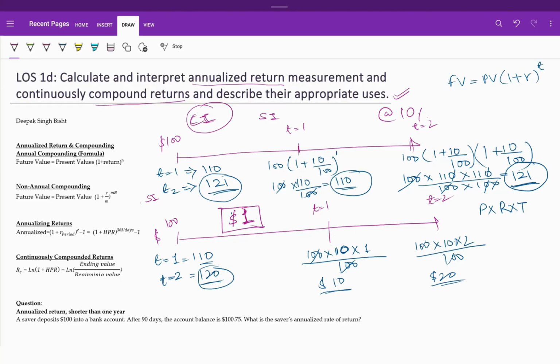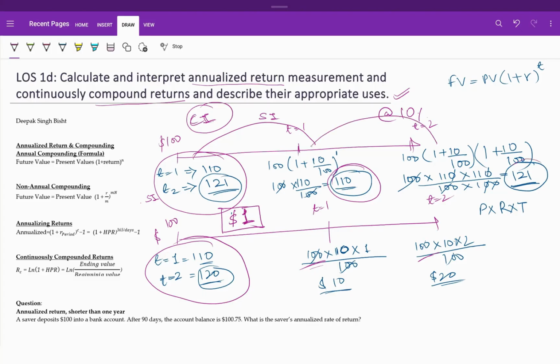Here, my investment is throughout 100. So when I calculate here, it's 100. When I calculate here, it's 100. But here, when I started with 100, next year I'm going to get interest on 110. So this is the principal now. The principal has changed. Now again, my investment is worth 121. So now 121 is going to be my principal for next year.